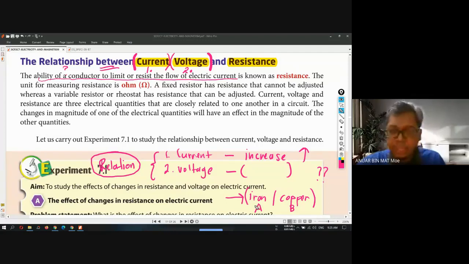Although both metals, iron and copper, can conduct electricity, meaning that if you use them as a wire, you are able to conduct electricity, which one do you think has less resistance? Less resistance here means the flow of electricity, the current, inside the metal is more. Iron or copper? What do you think?